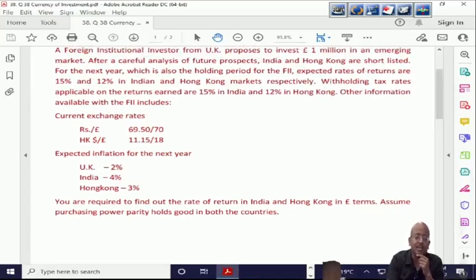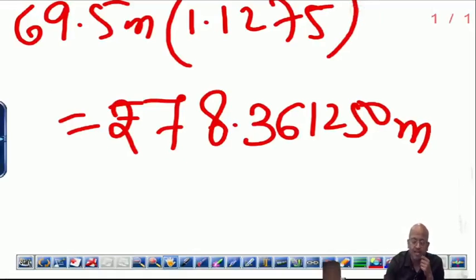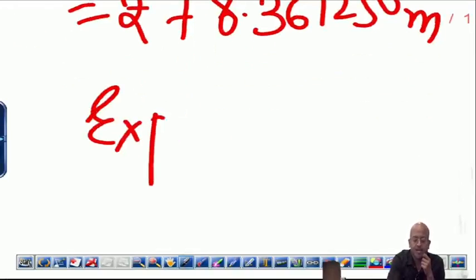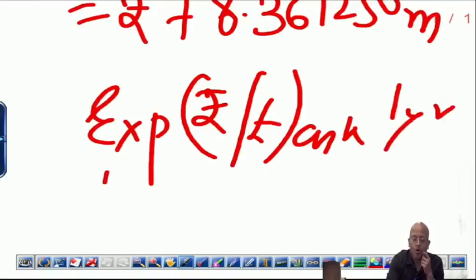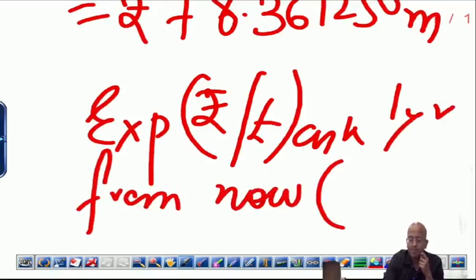The ask rate today was 69.7. So the ask rate after 1 year will be 69.7 into 1.04 by 1.02. It's not the question of bigger by smaller. The rupee per pound is the quotation, so rupee factor by pound factor. Rupee factor is 1.04. Pound factor is 1.02. So 69.7 into 1.04 by 1.02. That's the expected rupee per pound ask 1 year from now, as per PPP.